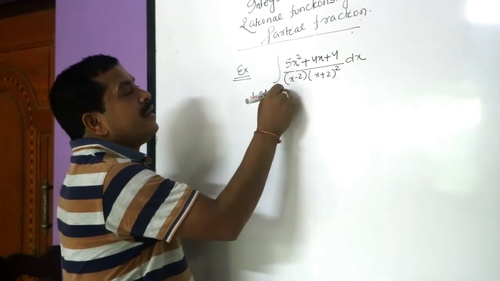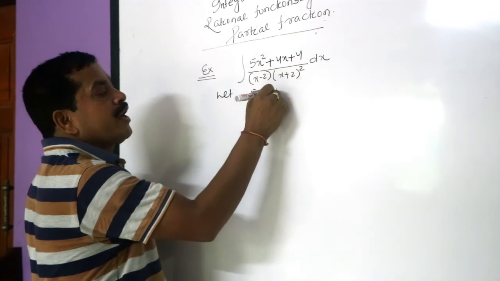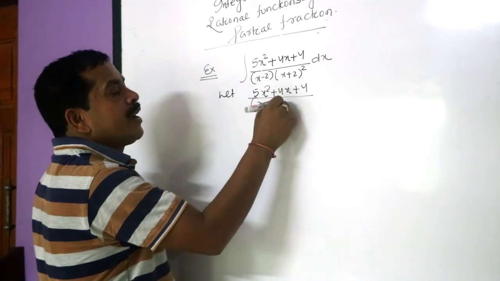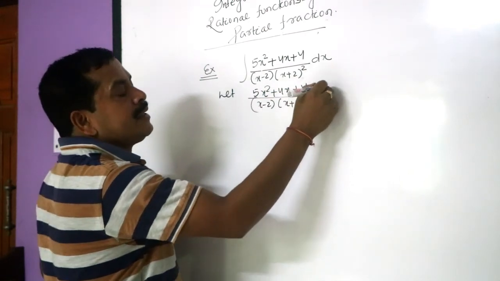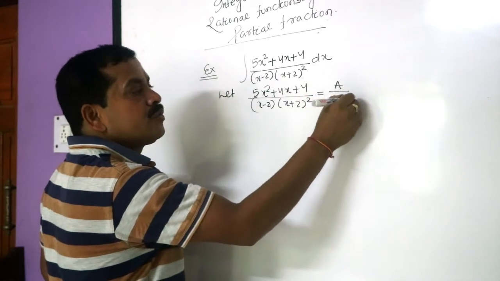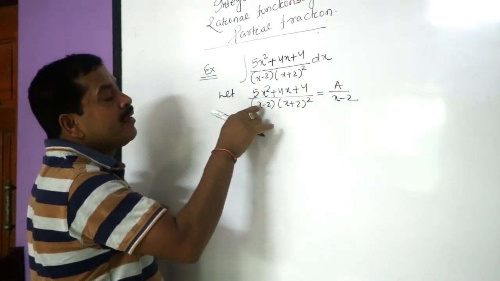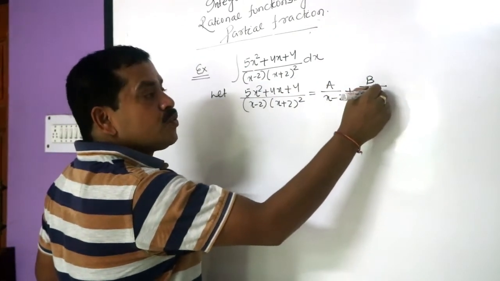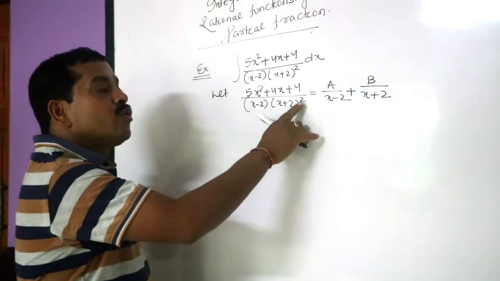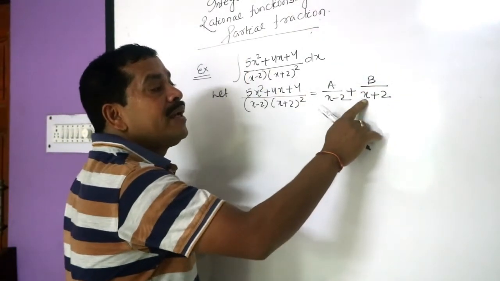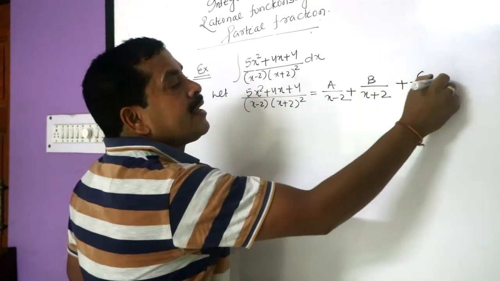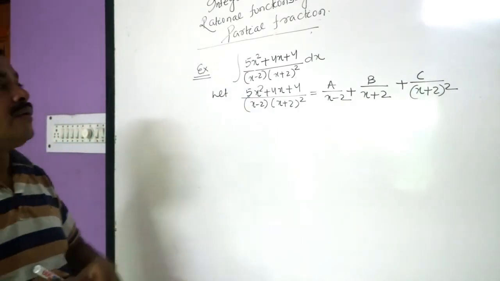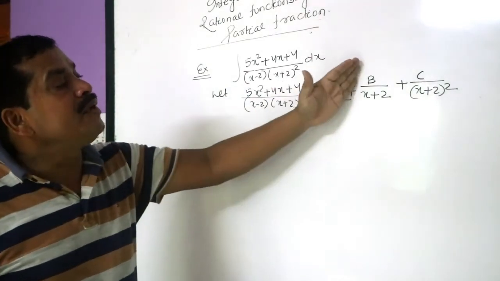Let 5x square plus 4x plus 4 by x minus 2 into x plus 2 whole square equal a by x minus 2, because this factor occurs only once. Then b by x plus 2. Though it is x plus 2 whole square, you first take b by x plus 2. Then you take c by x plus 2 whole square. Then we have to find the value of a, b, c.